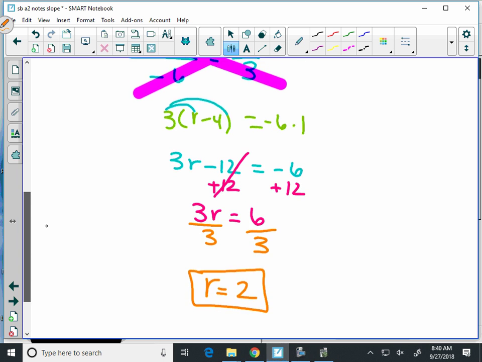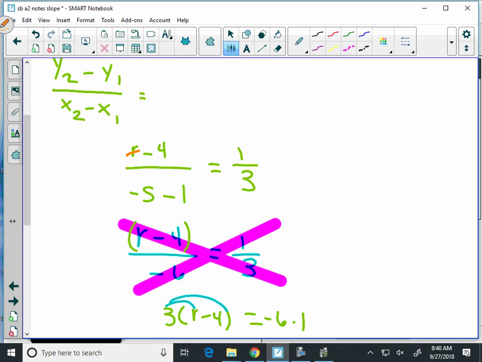And you can even check. We go back in here and we make that a 2. 2 minus 4, negative 2, over negative 5 minus 1 is negative 6. Negative 2 over 6 simplifies down to 1/3. So you got our slope. So one way of checking your answer is plugging it back in to make sure it works. Make sure you did your math right.